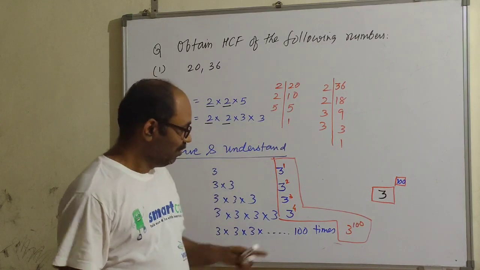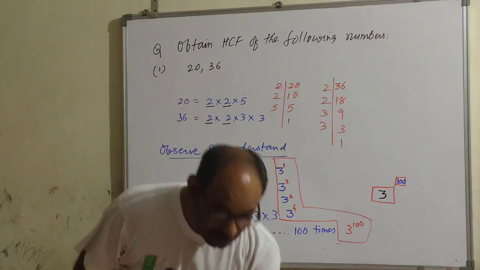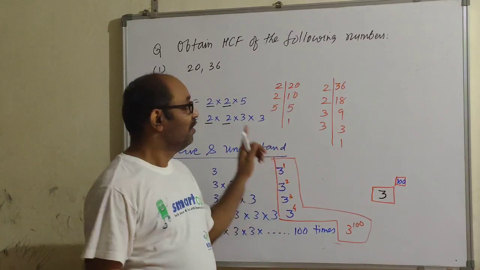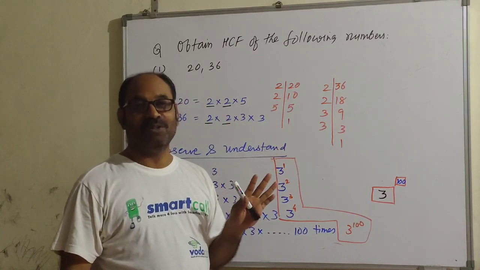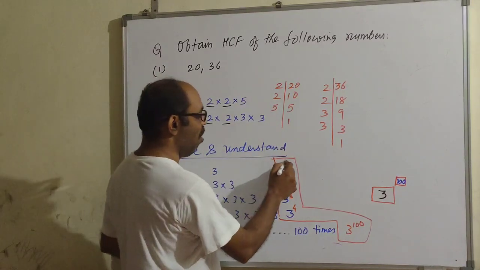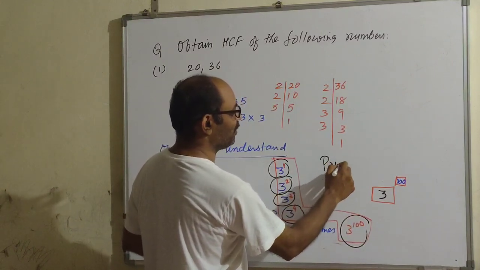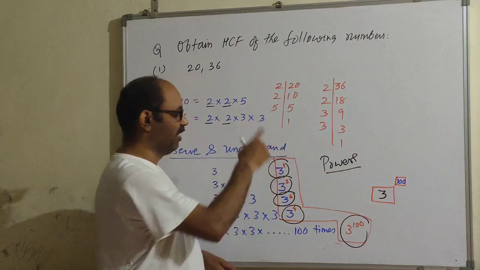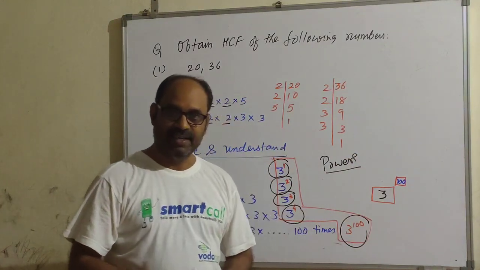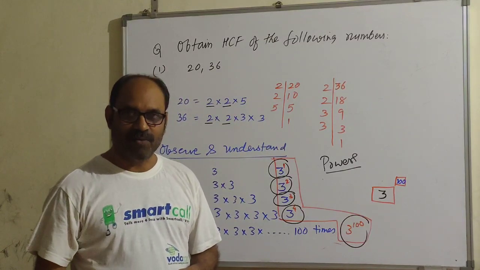Well, what are these brief expressions called? They did not exactly call them powers, but I'm going to call them powers for our convenience. They are all powers: 3 raised to 1, 3 squared, 3 cubed, 3 raised to 4, 3 raised to 100. You have already learned them.